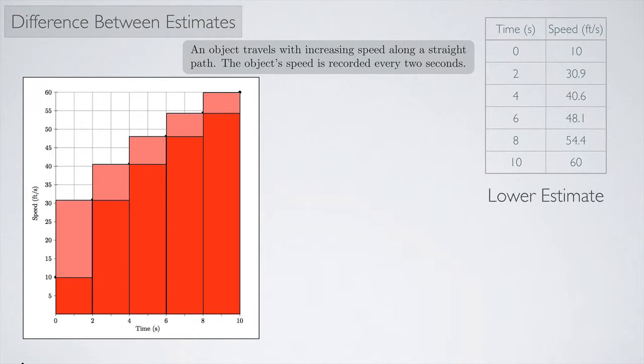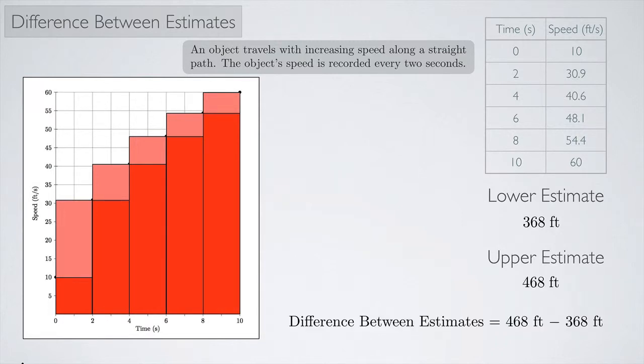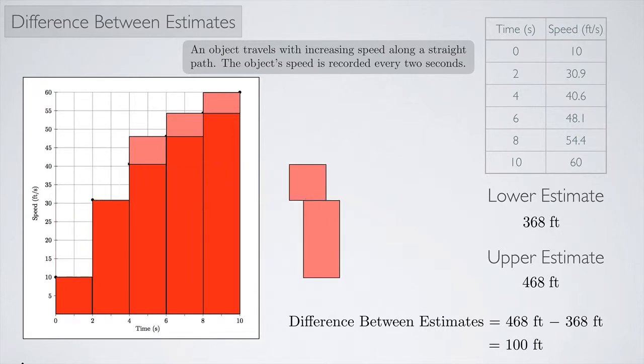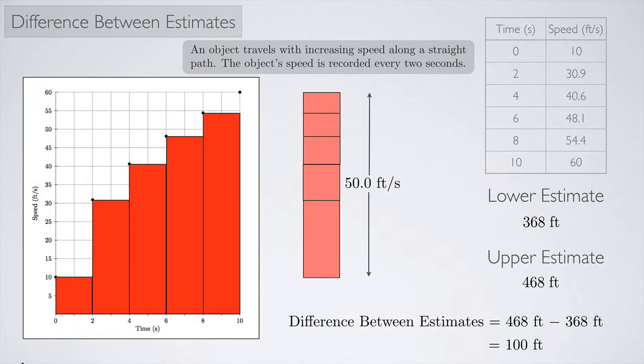Well, there's another way to think about this. Here's our lower estimate of 368 feet and our upper estimate of 468 feet. And we see the difference between them is 100 feet. Look at all of these shaded rectangles. Imagine stacking them one on top of the other. Well, if we look at the height, we get 50 feet per second. That's the difference between the largest measurement for the speed and the smallest measurement. And then down here, the width is 2 seconds because we have 2 seconds in between each time measurement. And then the area of this shaded part is 50 times 2, or 100, which also represents the difference between our two estimates.